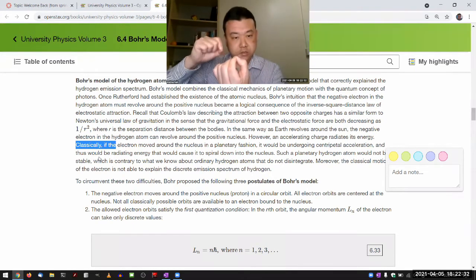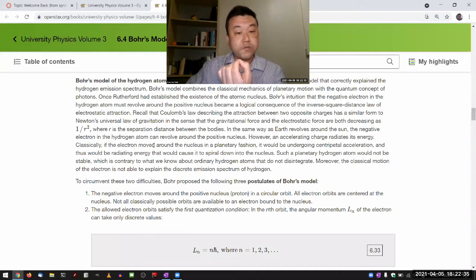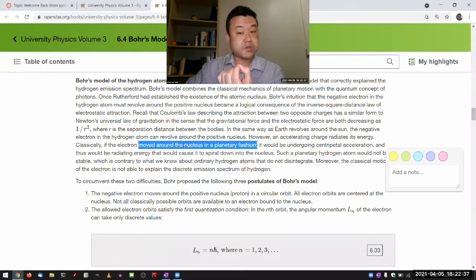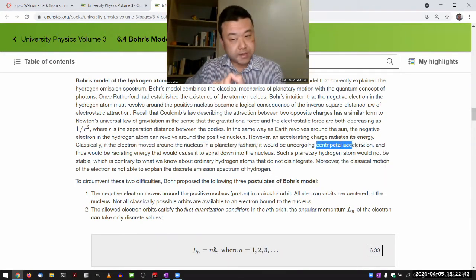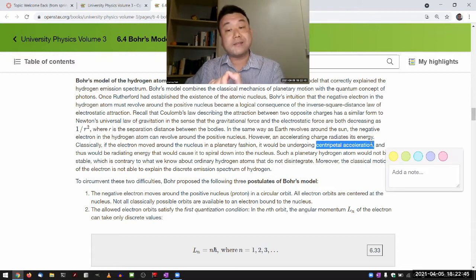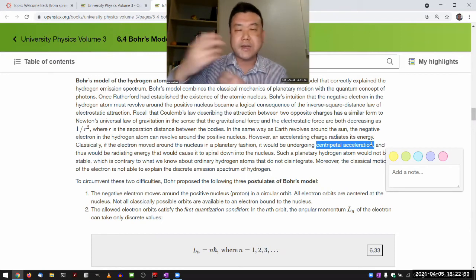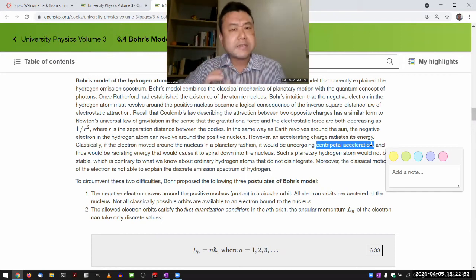The electron is a charged particle, and as it moves around the nucleus in a planetary fashion, in a circle, it's undergoing centripetal acceleration. This begins to look like an oscillating dipole. Whenever you have an accelerating charged particle, it emits electromagnetic radiation. You're going to see other examples of this, such as Bremsstrahlung, when we do particle physics.